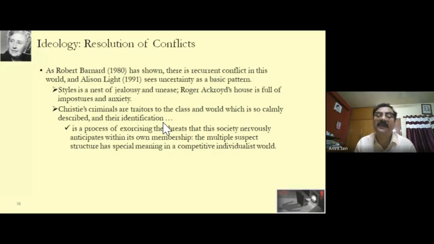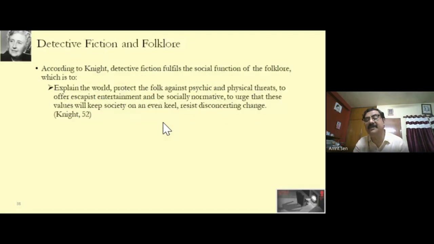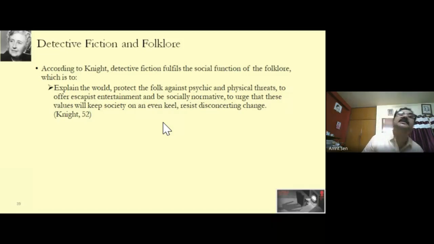The multiple suspect structure has special meaning in a competitive and individualist world. Detective fiction has often been compared with folklore, rupkathar sathe, right? So it explains the world, protects the folk against psychic and physical threats, which the criminal sort of provides, to offer escapist entertainment, and be socially normative, অর্থাৎ social normটাকে it preserves, to urge that these values will keep society on an even keel and resists disconcerting change.